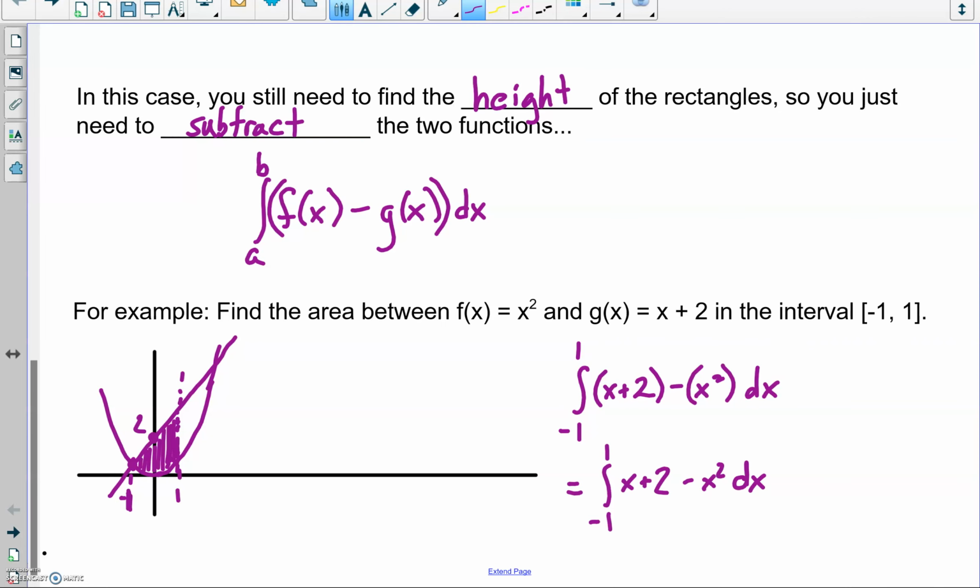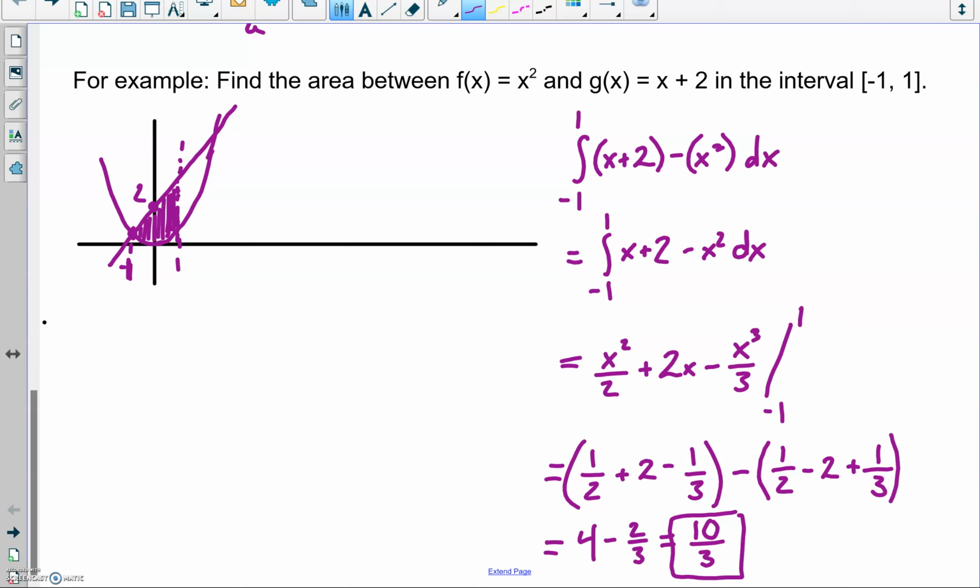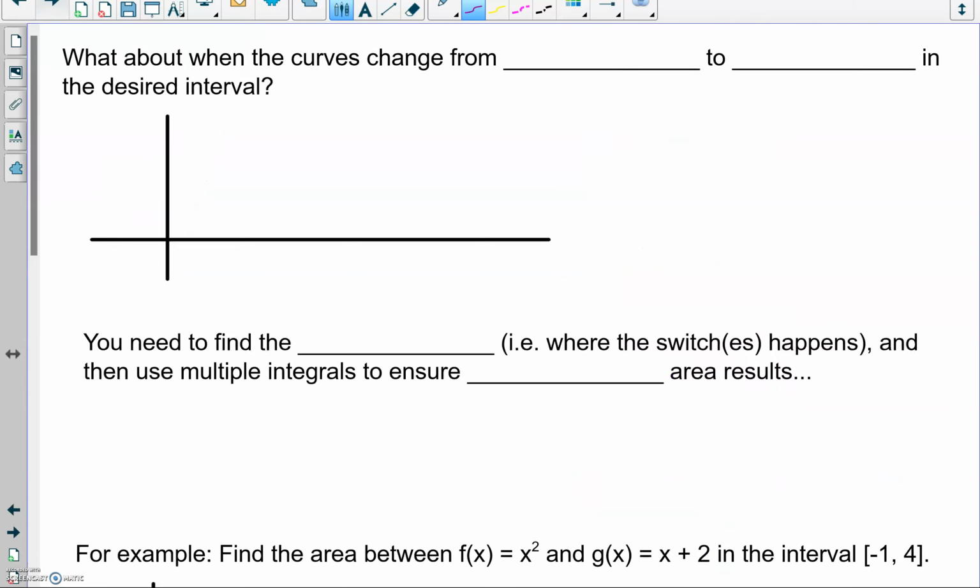And then you can go ahead and complete the solution. And when you work this out step by step, you end up getting 10/3 as the area between those two curves.